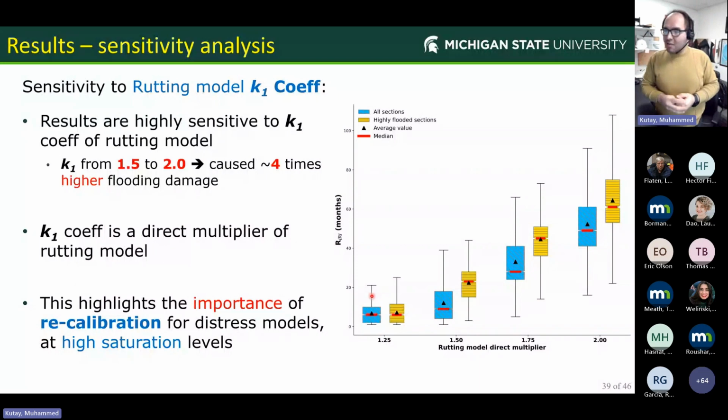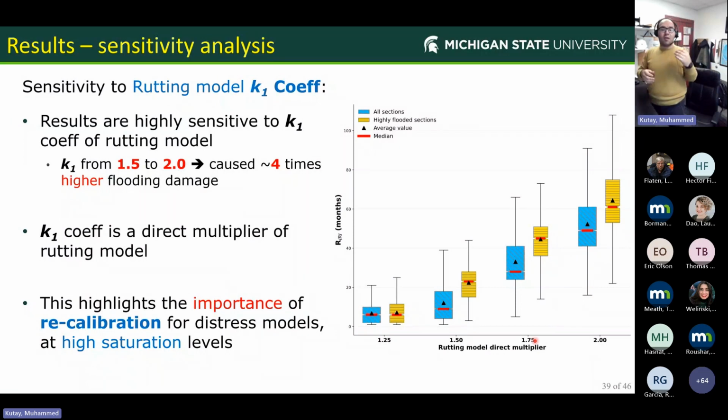So although more study is needed to investigate the rutting behavior of the unbound materials under saturated, near-saturated, and partially saturated conditions, we changed this from a 1.25 multiplier to 2 to see the sensitivity of the results to this K1 coefficient. And as you can see, the sensitivity is quite high. So it is very important to recalibrate the distress model at high saturation levels.